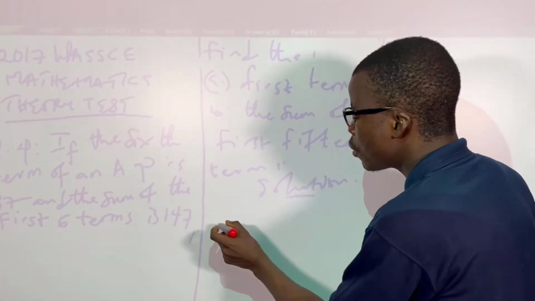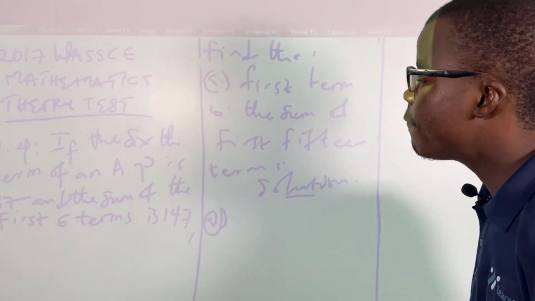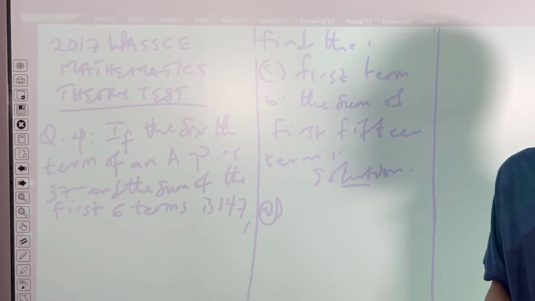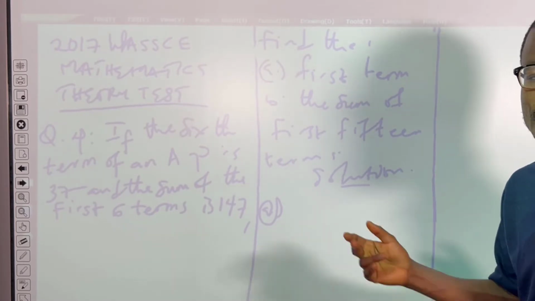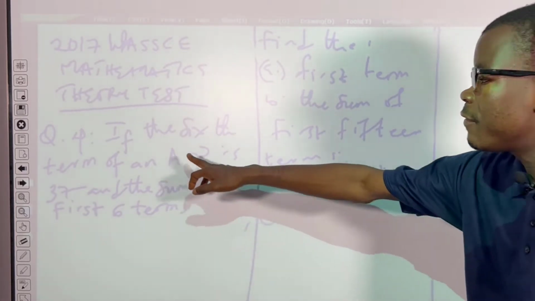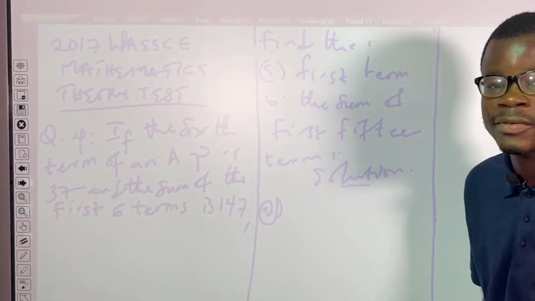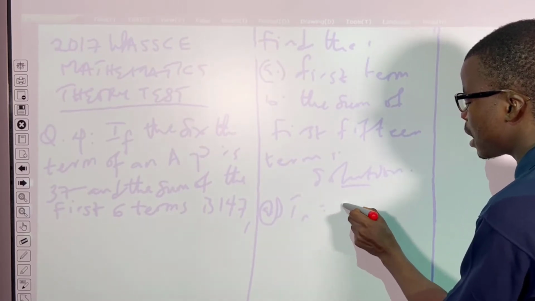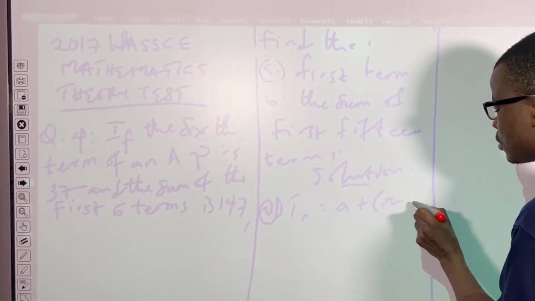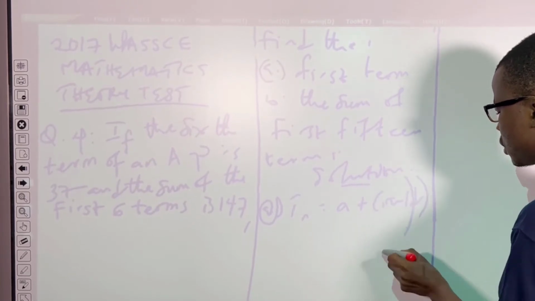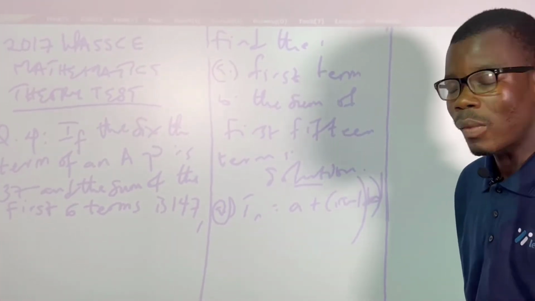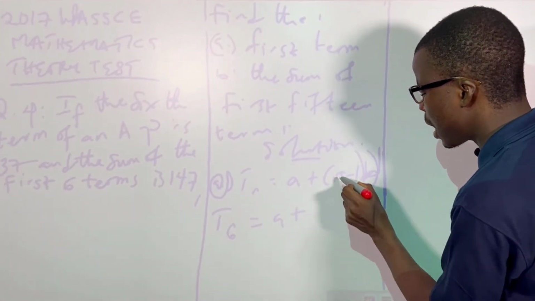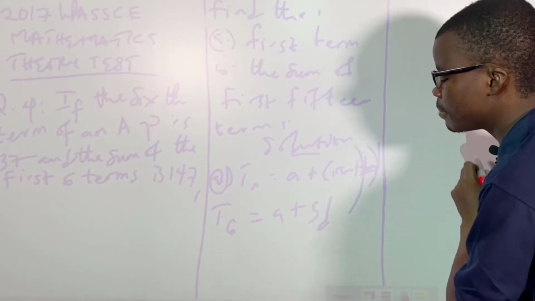To get our a, what you do is this. If you go back to the question, then interpret accordingly and put down necessary parameters that will be useful in approaching this question. If the sixth term of an AP is 37, don't forget, sixth term. And how do we get our nth term? That's going to be a plus n minus 1 d. So in other words, our sixth term is going to be a plus, that's 6 minus 1, that's 5d.